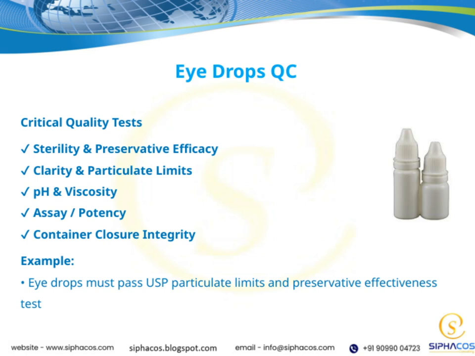Then there's pH and viscosity. Maintaining the correct pH ensures comfort and stability, while the right viscosity helps with easy application and retention on the eye surface. The assay or potency test verifies that the active ingredients are present at the correct levels, ensuring the medication's effectiveness. Lastly, container closure integrity is crucial. This test guarantees that the packaging remains airtight and sterile throughout its shelf life.